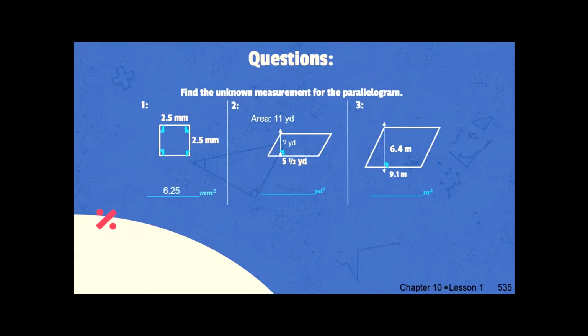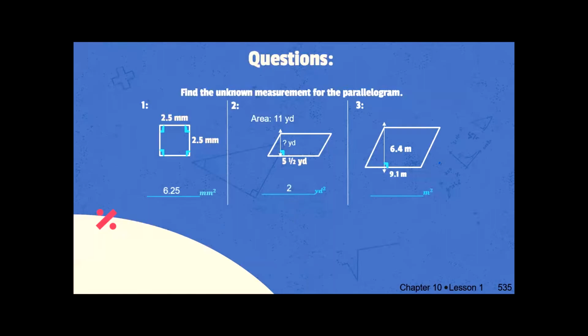Let's go to number 2. The area is 11 yards and the length is 5.5 yards. So we need to know what the width is. So we need to divide 11 by 5.5. So the answer is 2.